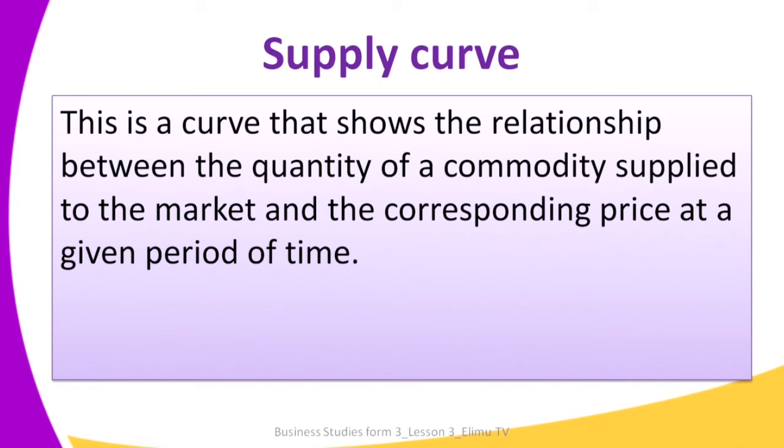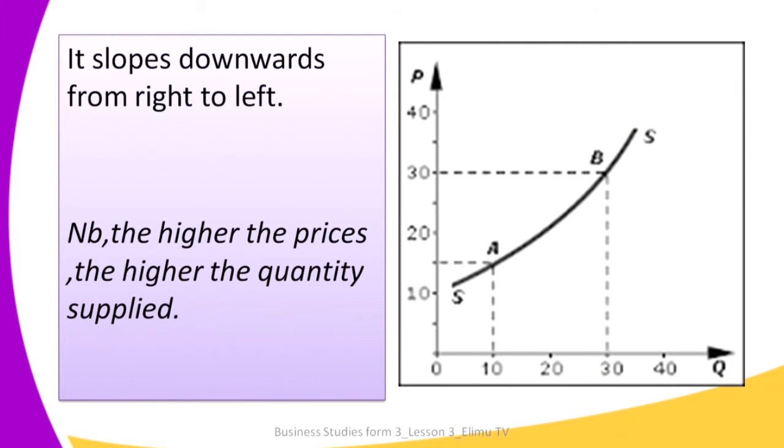Let's now look at a supply curve. From what we have seen, suppliers supply more to the market when the prices are high. So how would you expect the supply curve to look like? A supply curve, first of all, shows the relationship between the quantity of a commodity supplied to the market and the corresponding price at a given period of time. We usually plot the prices along the y-axis and the quantity supplied along the x-axis. So a supply curve looks like that.